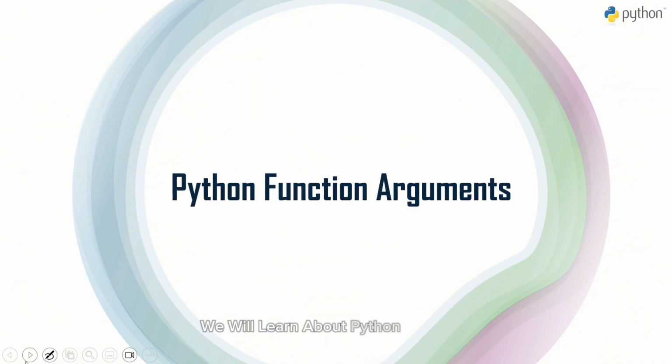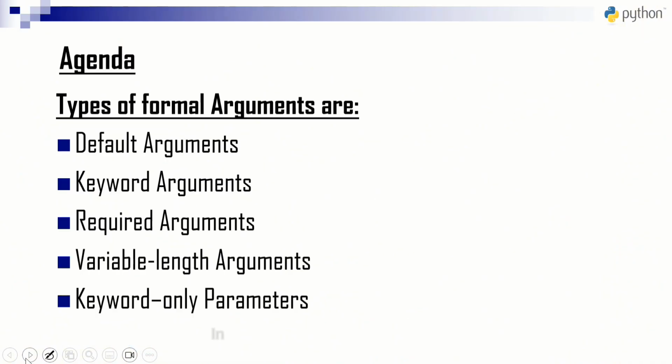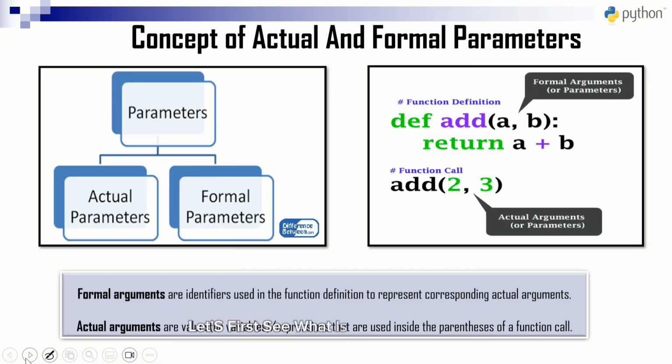In today's video, we will learn about Python function arguments. So let's get started. In Python, there are 5 types of formal arguments. Before I move to the explanation on each type, let's first see what actual and formal parameters are.